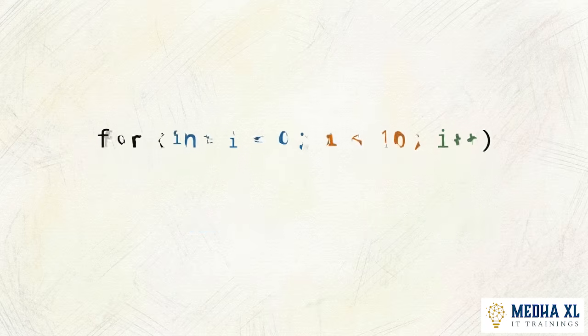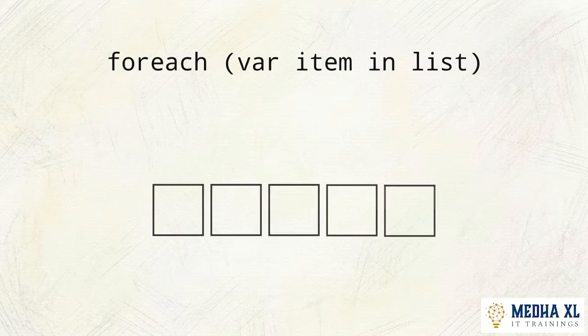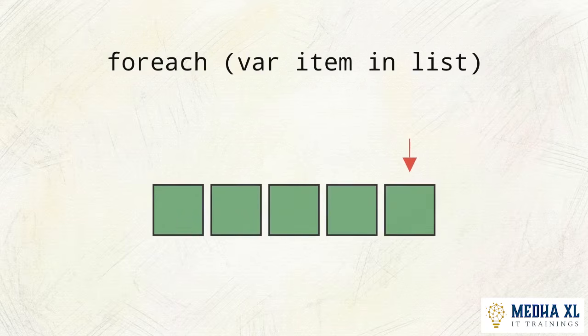C# also provides the foreach loop. Unlike the for loop, it removes the manual index tracking entirely. It serves a highly specialized role, sequentially traversing arrays and collections, guaranteeing that every item is processed exactly once without the risk of an off-by-one error.